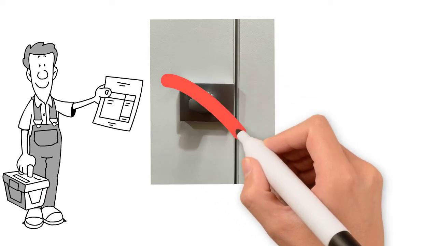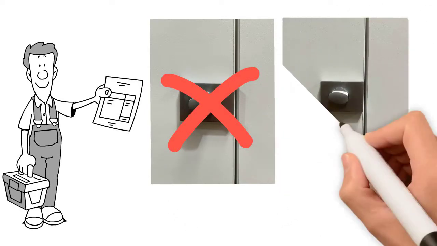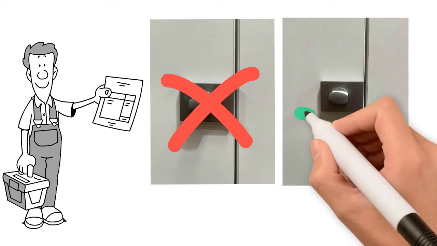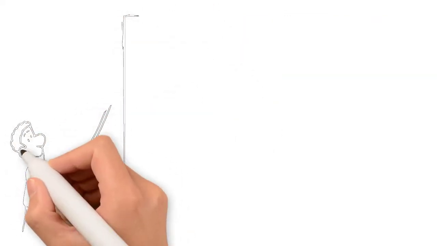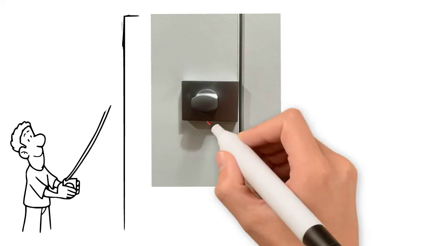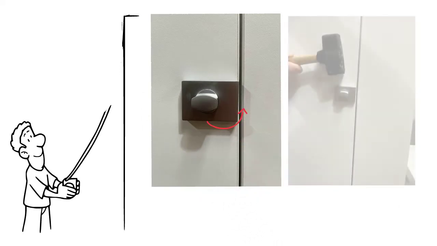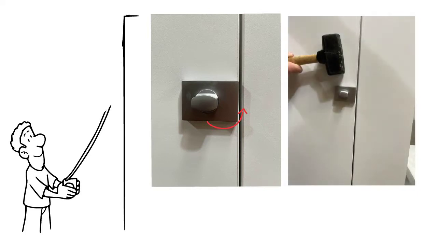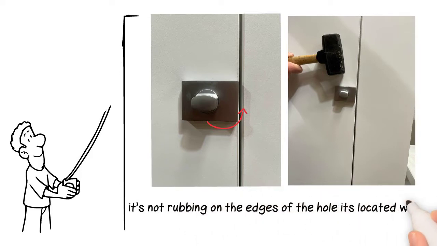First, perform an external check to see if the lock set and indicator are fitted level on the door. Check side on to see if the lock is level. If the lock is slightly out of alignment, or not mounted level with the door edge and indicator, then this could cause the internal spindle to rub against the door, inhibiting the lock mechanism. If upon inspection the lock looks out of alignment on the door, then using a rubber mallet or similar, tap the body of the lock or indicator to try and center the spindle, so it's not rubbing on the edges of the hole it's located within.